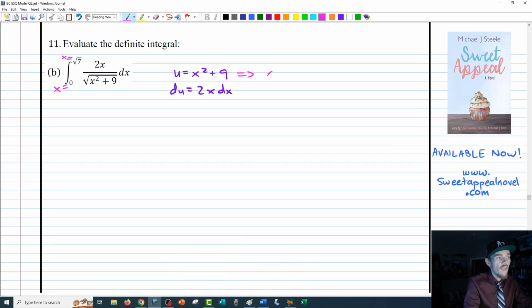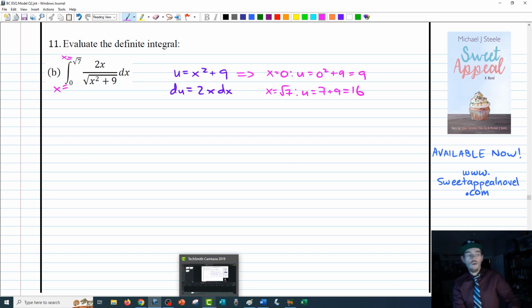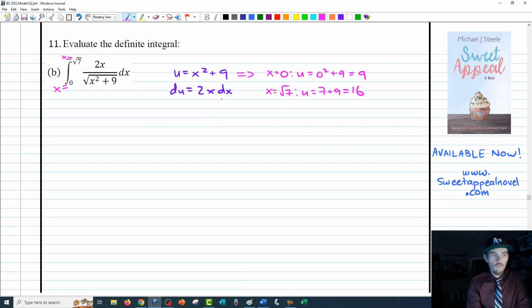So in this case, if x is equal to 0, then u is going to be 0 squared plus 9, also known as 9. And on the flip side, if x is equal to root 7, then u is going to be 7 plus 9, which is 16. Now what I've just done is I've converted all the limits of integration and the integral itself, so I'm going to go ahead and start swapping things in.